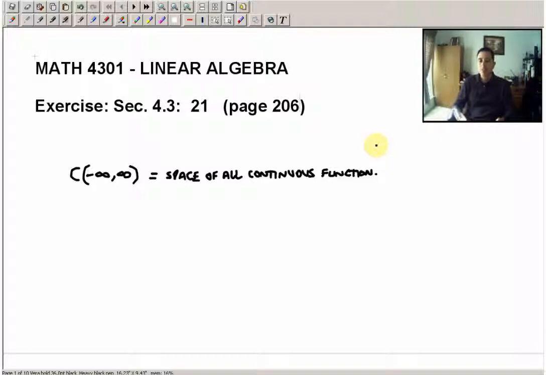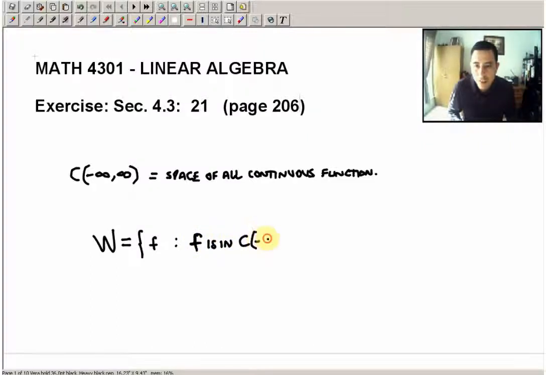Now what we want to show here is whether a particular subset of that is a subspace or not. The particular subset in this case is a set of functions f such that f is in the space of continuous functions, and they obey this property that is described in exercise 21, the set of odd functions.